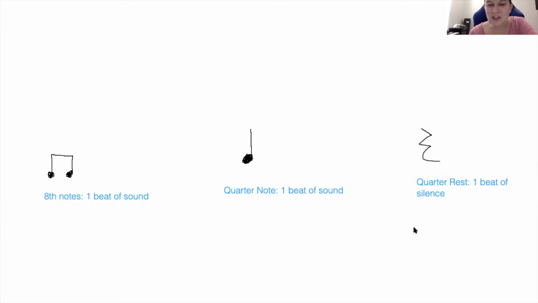Okay, so these are the three rhythms that we learned in first grade. So again, we have our ta, that's our quarter note, that's one beat of sound. Our eighth notes, or our TT, that's still one beat of sound. And then we have our quarter rest, which just tells us to be quiet for one beat. Okay, so I think we are ready to go on to our second grade rhythms.